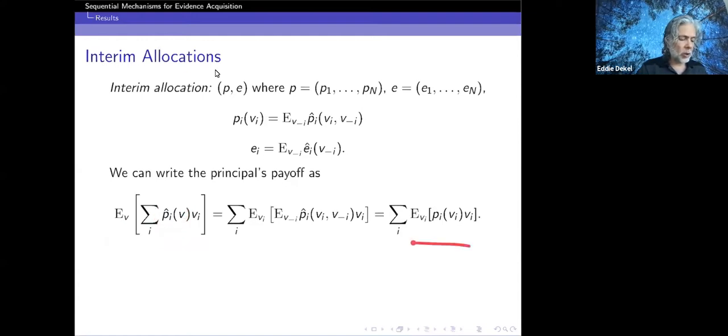Obviously, we can rewrite it in terms of the interim: the expected interim probabilities of the players times their values. Sorry, not their payoffs. Their payoffs would be without the VIs. So this is the principal payoff. This is what's going to be in our objective function, the expected value that the principal gets from the allocations.